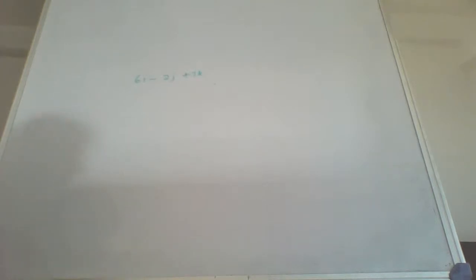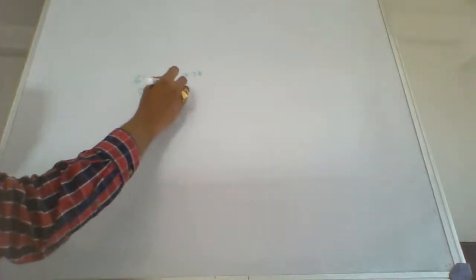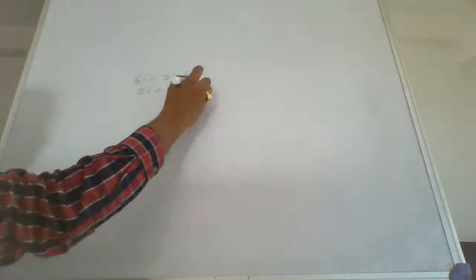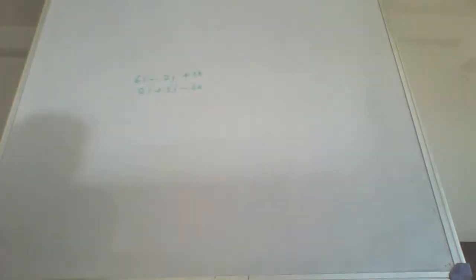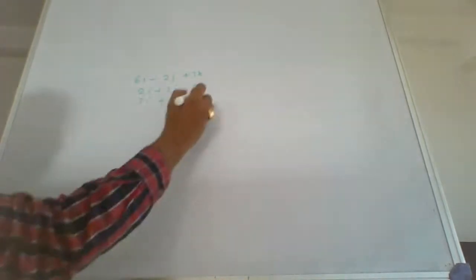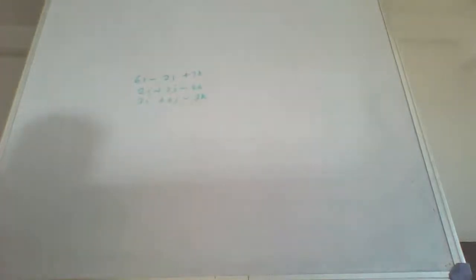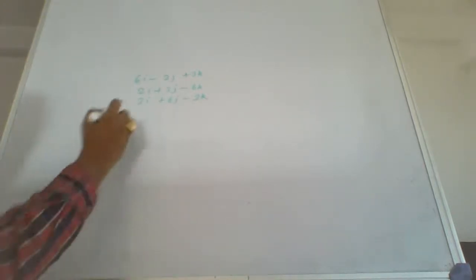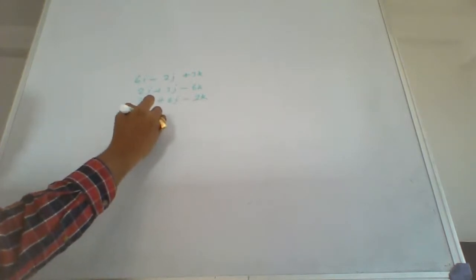So 6i minus 2j plus 3k, and 2i plus 3j minus 6k, and another vector 3i plus 6j minus 2k, form a triangle. Then what type of triangle is it? Is it a right angle?